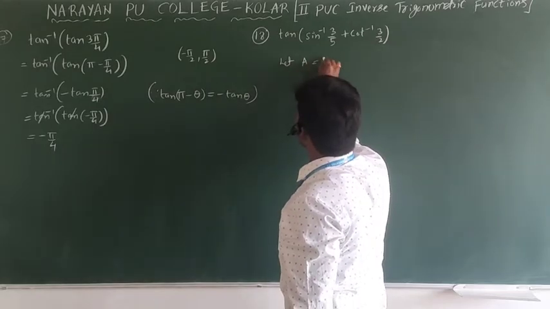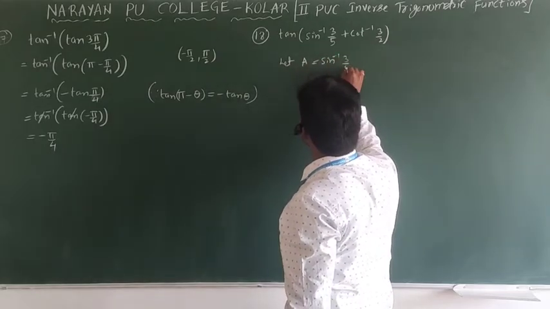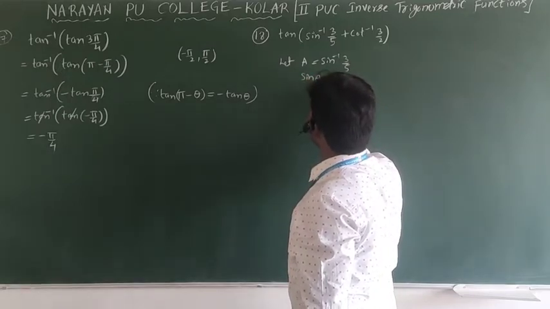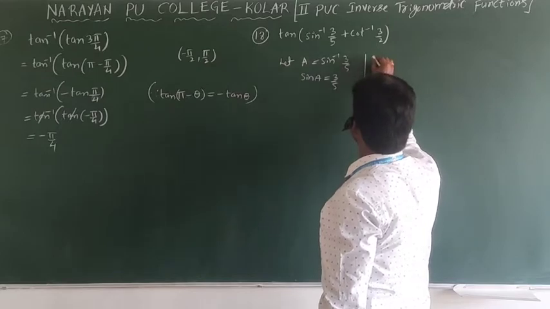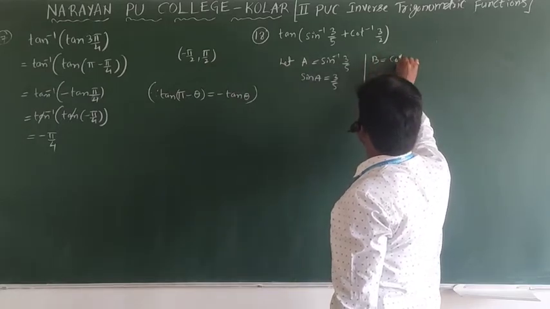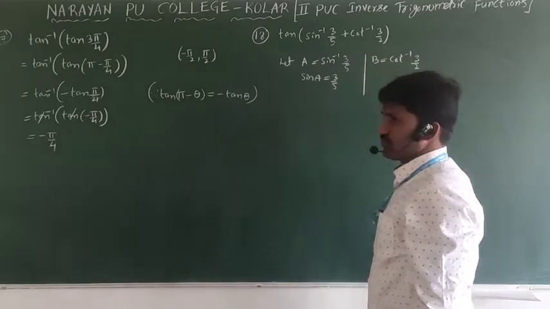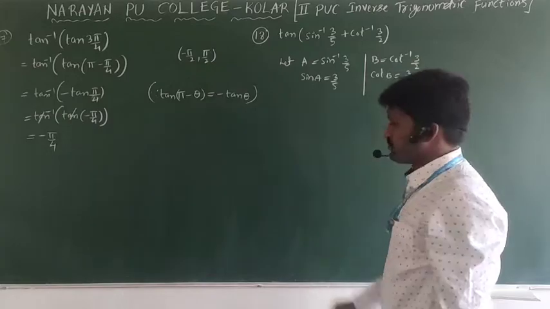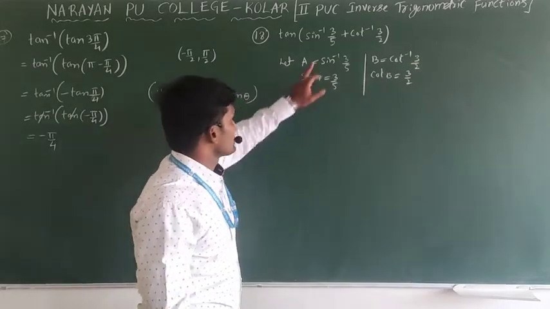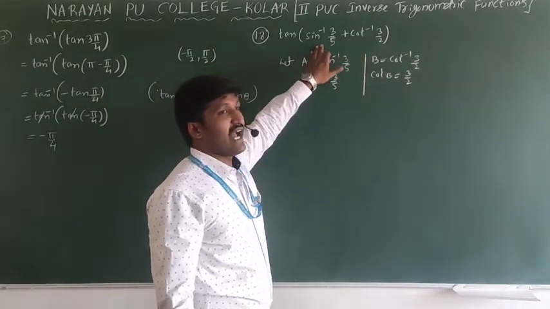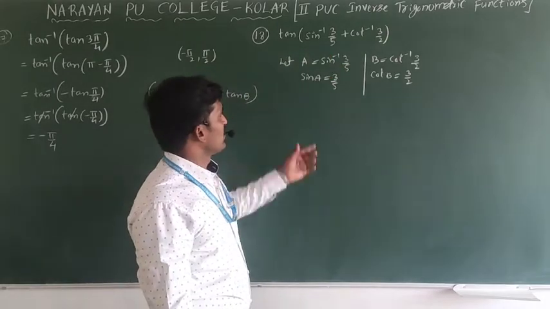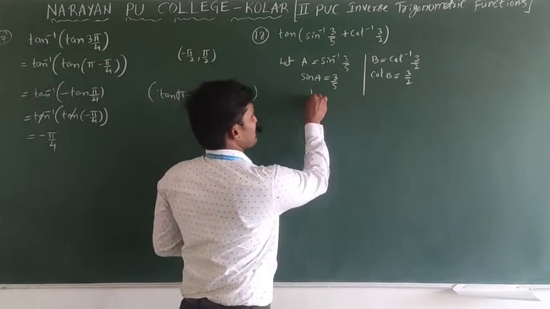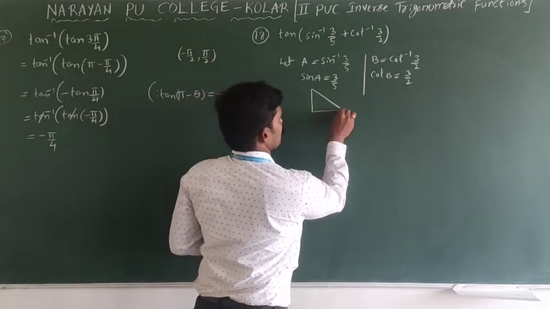Let A equal to sine inverse 3 by 5. From this, sine A equals 3 by 5. Next, the second value we assume as B, cot inverse of 3 by 2. Now cot B equals 3 by 2. Now, assuming this is A and B, the total becomes tan of A plus B form. But we don't know tan A and tan B. We need to find them from these two values by using the Pythagoras theorem concept.